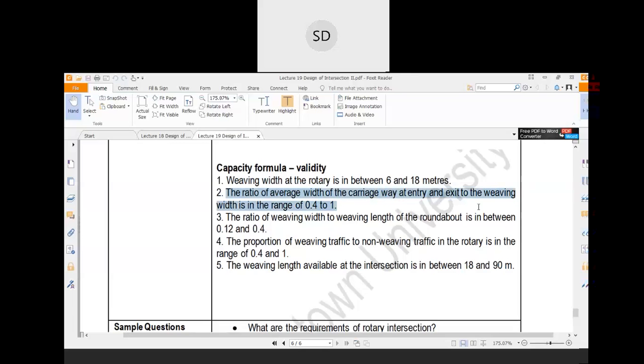The ratio of the average width of the carriageway at the entry and exit to the weaving width should be 0.4 to 1. The ratio of weaving width to the weaving length of the roundabout should be between 0.1 and 0.4, and the proportion of weaving traffic to the non-weaving traffic in the rotary should be in the range of 0.4 to 1. Basically these are the values of some parameters based on which you can check whether your design of the intersection is okay or not.